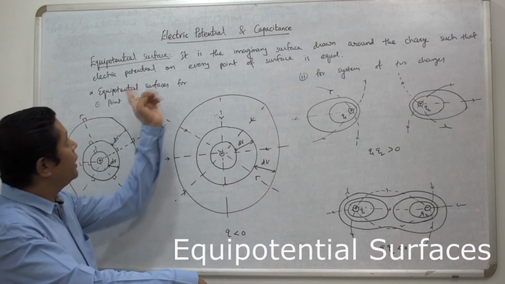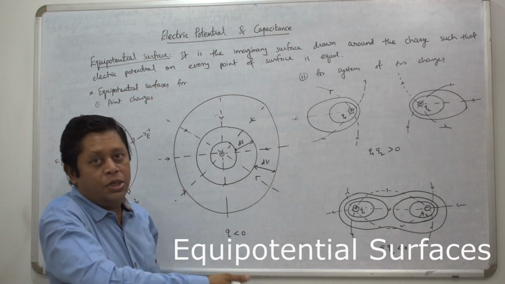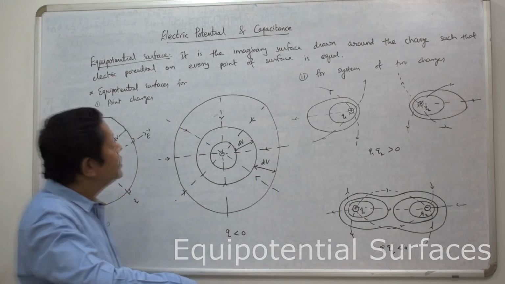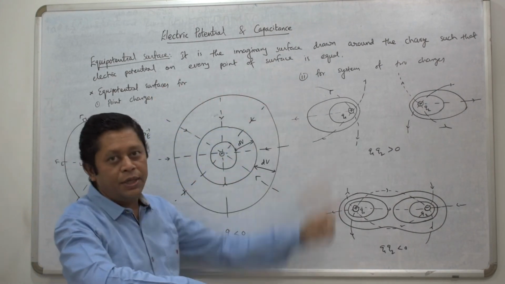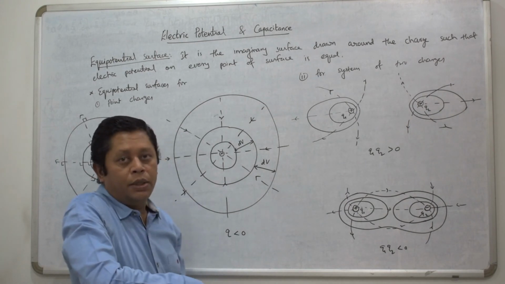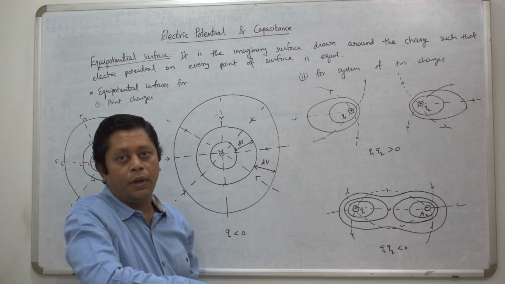Next is equipotential surface. Equipotential means that the potential is the same, equal, at every point on the surface. So an equipotential surface is an imaginary surface drawn around a charge such that the electric potential at every point on the surface is equal.